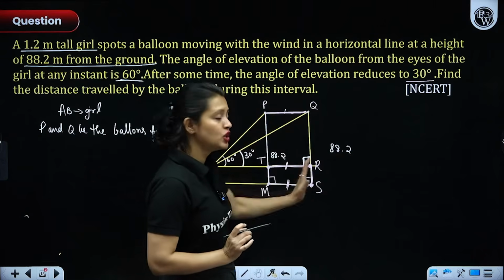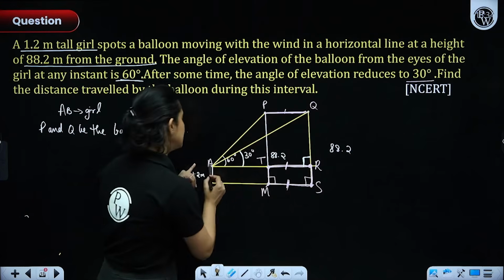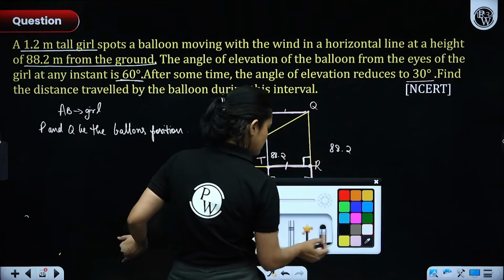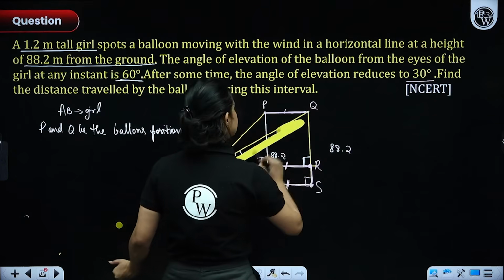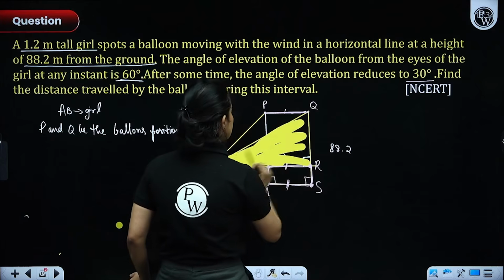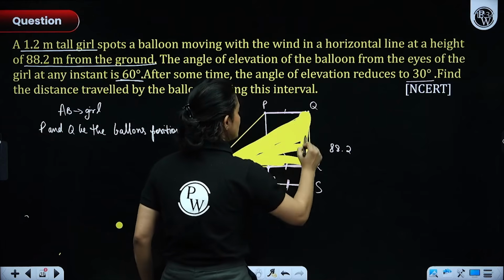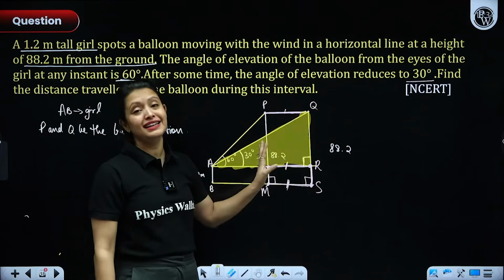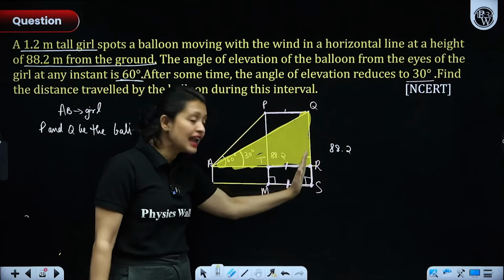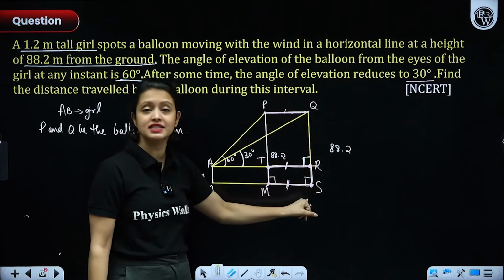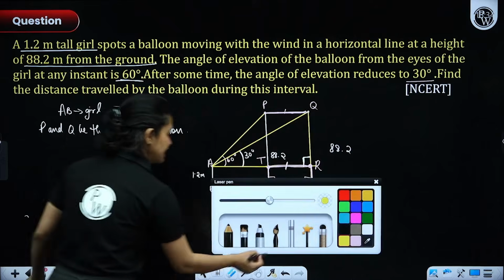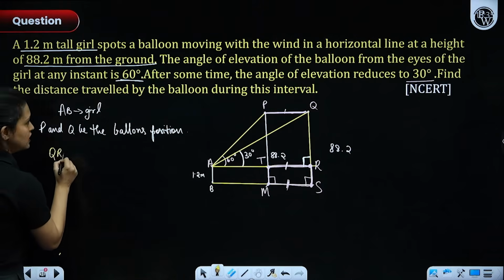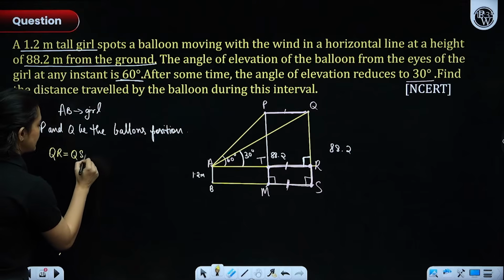But I don't need QS, I need QR. Why? Because in this triangle here, I am planning to use trigonometric ratio to get at least something. So how can I do that? I need at least one side. I can get QR because QR is QS minus RS. So let me write it and then you will understand. QR is equal to QS minus RS.